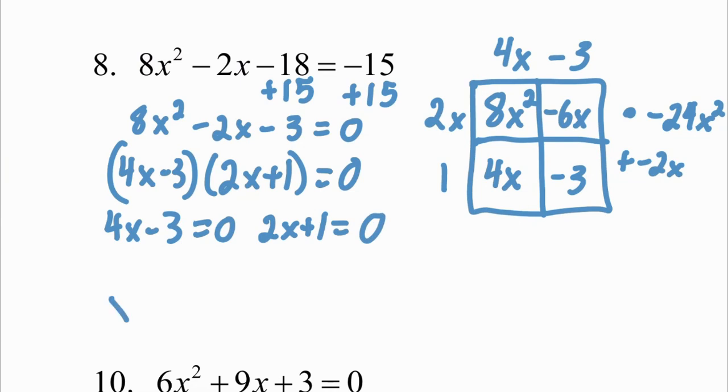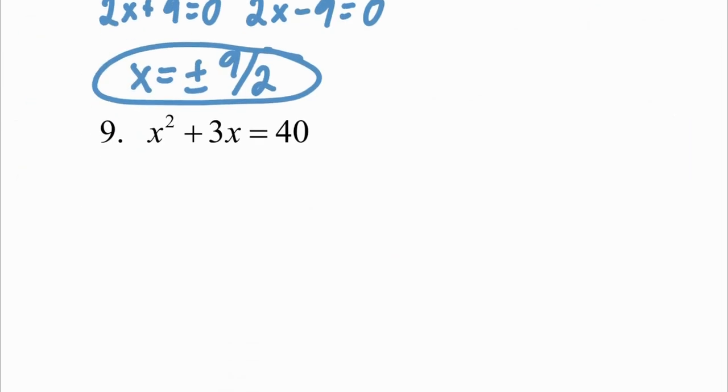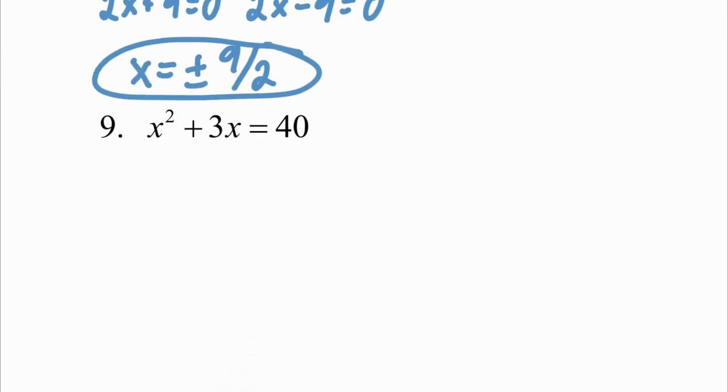So from the first one, we should get 3/4, and from the second one, we should get negative 1/2 when we solve it. So again, it's not set equal to 0, so that's the first thing we got to do. Unfortunately, we don't have any like terms that I can combine that 40 with, so that just means it has to get tacked on to the end.